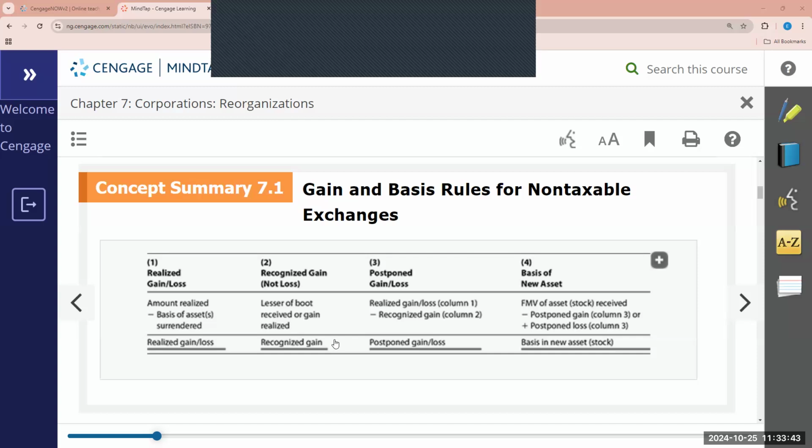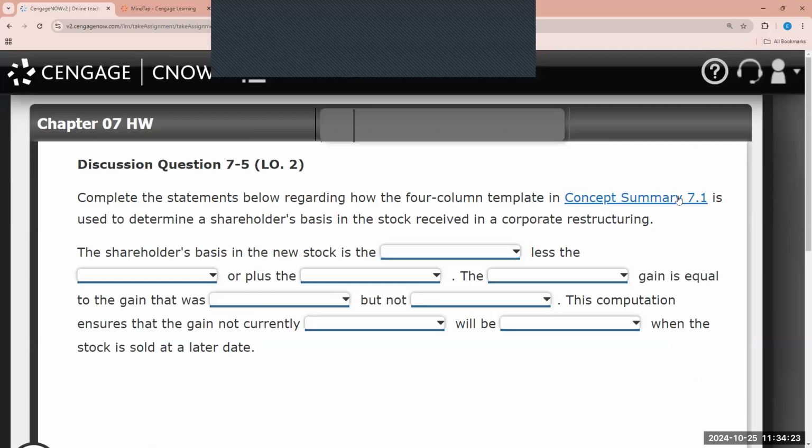So the only instance where shareholders are going to recognize losses in reorganizations is when they receive boot and no stock. Using the 4-column template, as we see in the summary, the shareholders' basis in a new stock is the fair market value of the stock received, less the postponed gain calculated in column 3, or the postponed loss calculated in column 3, and that would give us the basis in the new asset. This computation helps to ensure that the gain not currently recognized is going to be recognized when the stock is sold at a later date. So fairly similar to Section 351.